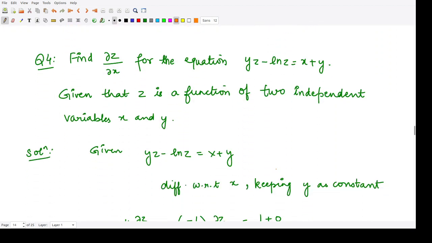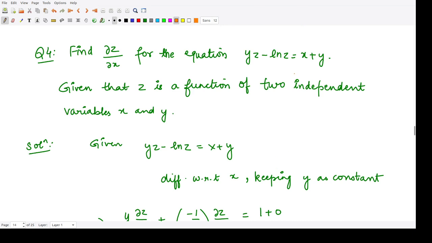So next we will calculate this for the equation yz minus log of z is equal to x plus y. So here in this case we will calculate the partial derivative of z with respect to x.